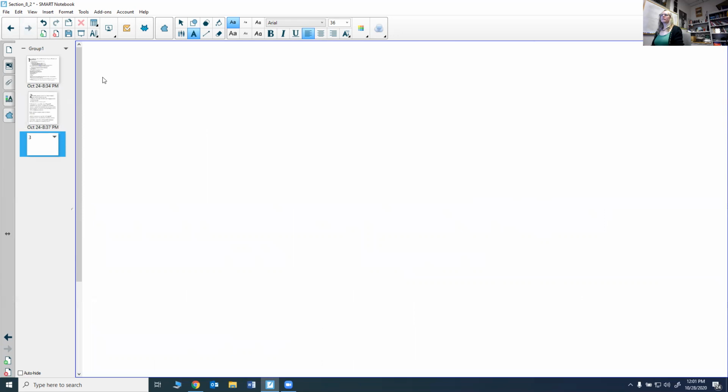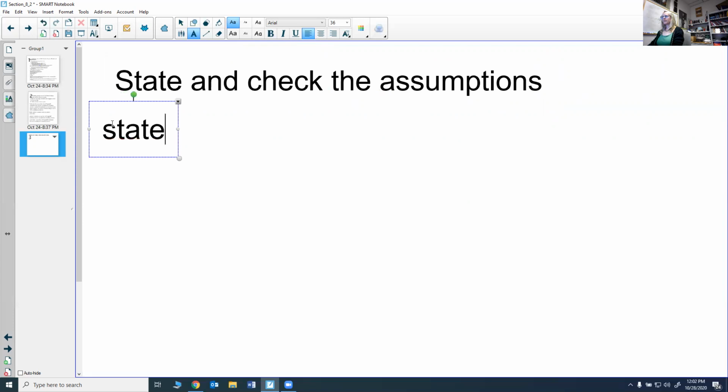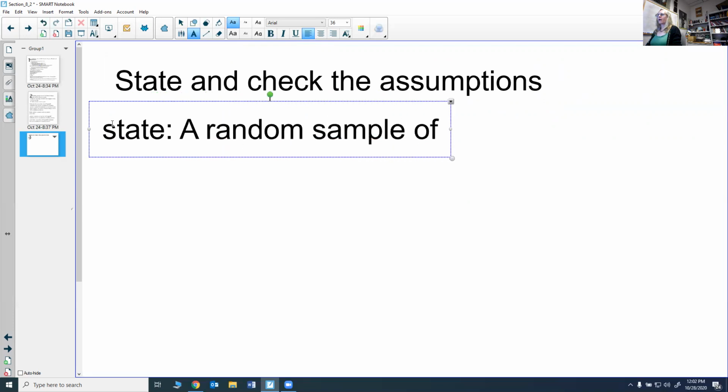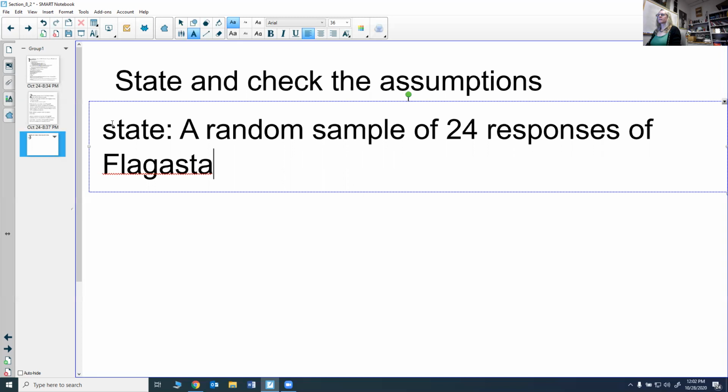My next step of every confidence interval is to go ahead and state and check the assumptions. So I always state first, again, this is what we want to happen. This is the ideal of what's supposed to happen. Doesn't mean it does happen, but it's the ideal. And in this case, the first one is that a random sample of 24 responses of Flagstaff residents is taken.